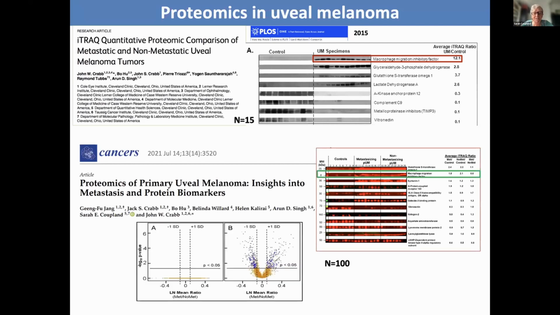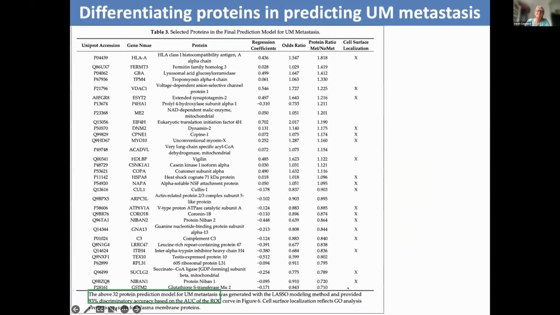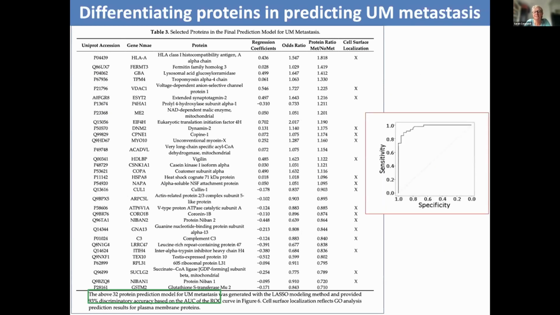However, he was able, on the basis of very detailed analysis, to come up with differentiating proteins which enable us to stratify the patients in terms of their risk of metastasis. And this is a comparison with normal choroid, so it's really quite distinctive. There are 32 differentiating proteins, which he's putting together as a panel, and you can see the sensitivity and specificity of this panel in this ROC curve.